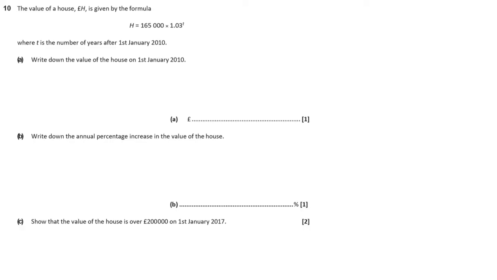So what we're going to get is 165,000 times by 1.03 to the power 0. Now, anything to the power 0 is 1, isn't it? So I'm just going to get 165,000 on the 1st of January.